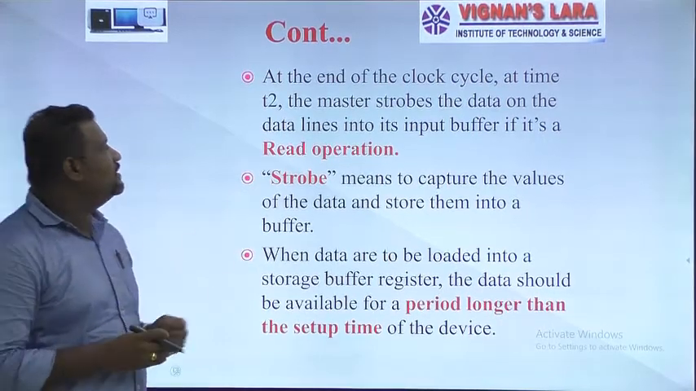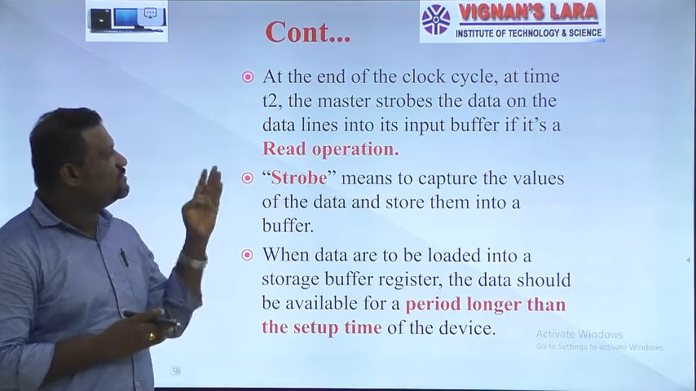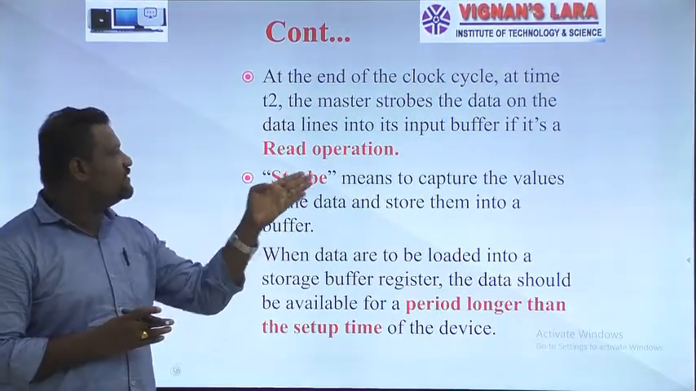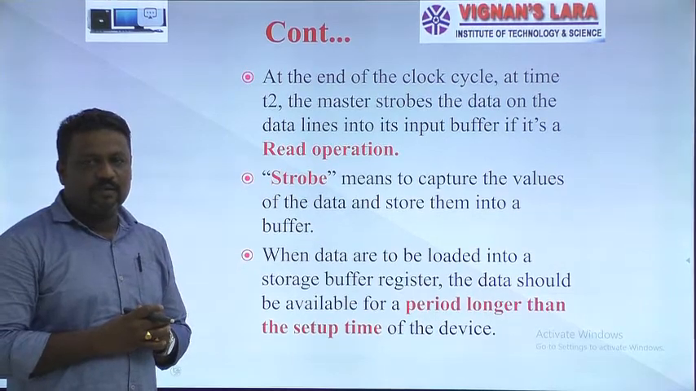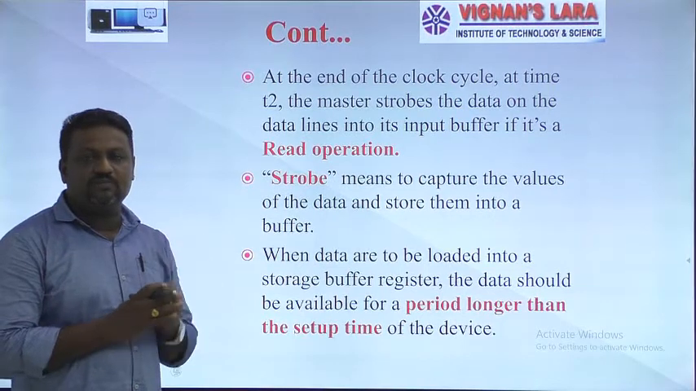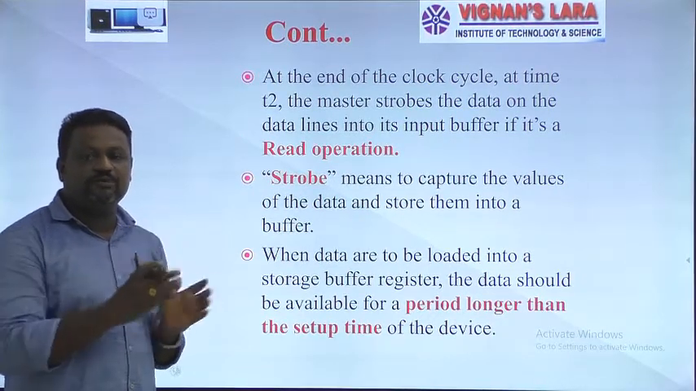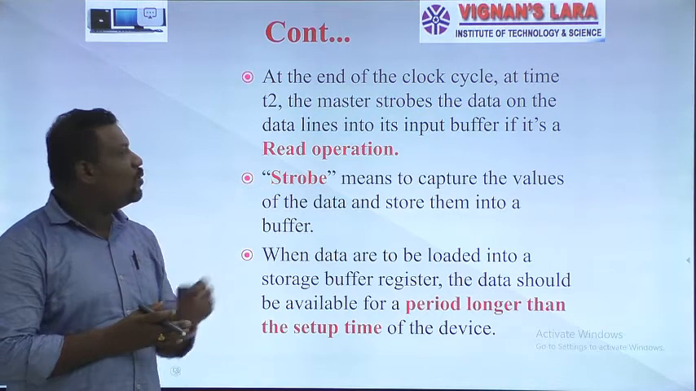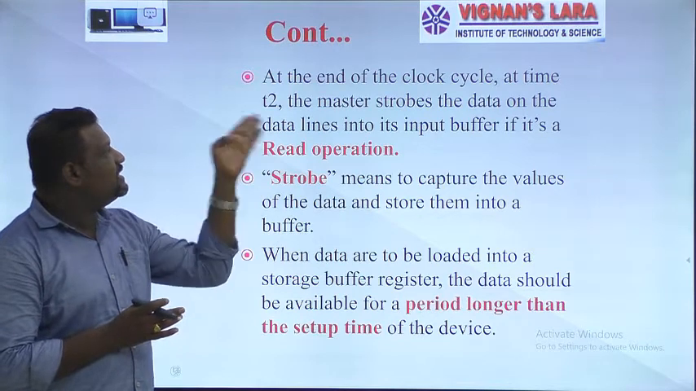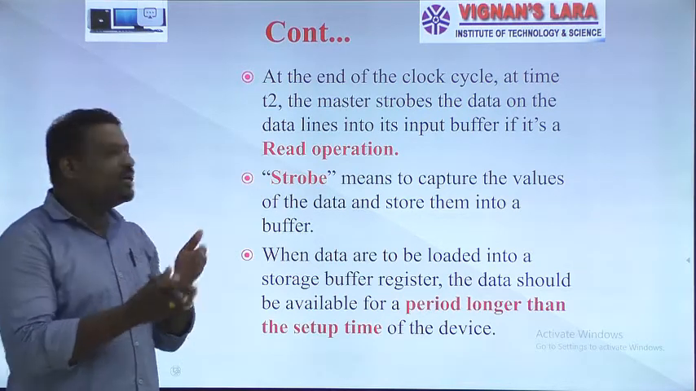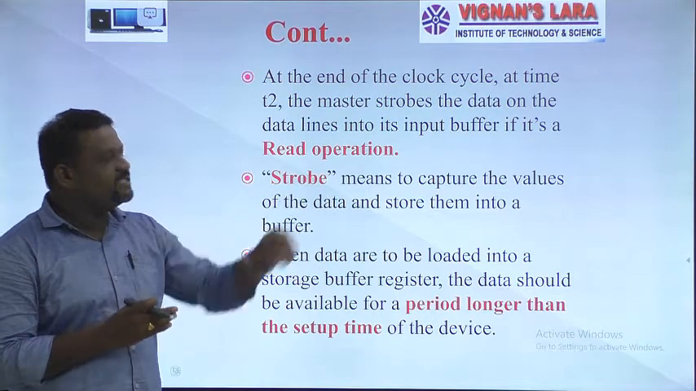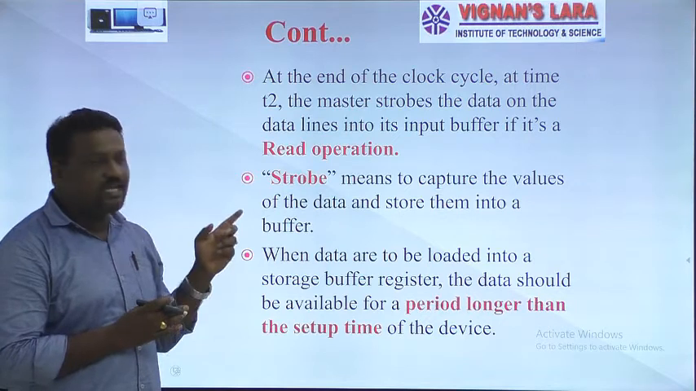At the end of the clock cycle, that is at T2, the master stores the data on the data lines into its input buffer if it's a read operation. Just to recollect, guys, in your bus cycle we started at T0, T1 and T2. T2 was the ending point. What happens at T2? T2 is the end of the clock cycle. At that time, the master stores the data on the data lines into its input buffer if it's a read operation.